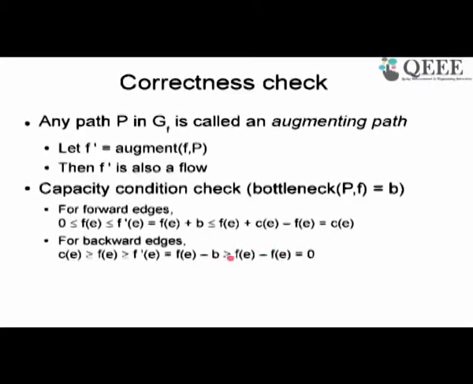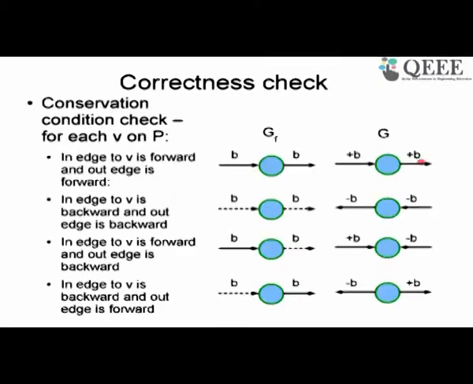Because B is less than or equal to F of E, minus B is going to be greater than or equal to minus F of E. Therefore, F of E minus B is going to be greater than or equal to F of E minus F of E, which is 0. Therefore, F prime E will be not negative. So I have ensured that the new flow that I get by doing this augmentation is not negative and it's not exceeding the capacity.